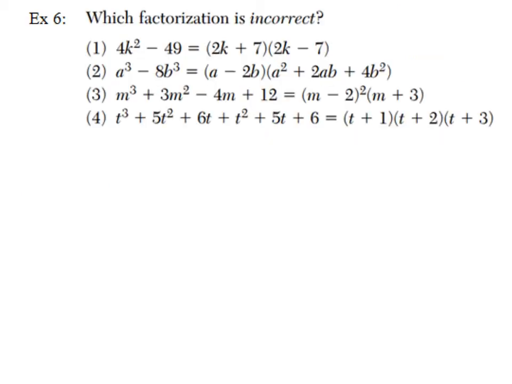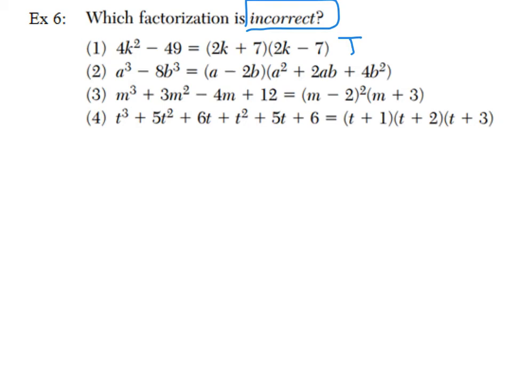Example number 6 also came from a past Common Core Regents exam. It says which factorization is incorrect. So we're looking for the one that is not an identity. So I'm going to go through these kind of quickly. Number 1 we can see is just our difference of two perfect squares. So that does factor into 2k plus 7 times 2k minus 7. This is definitely a true identity.